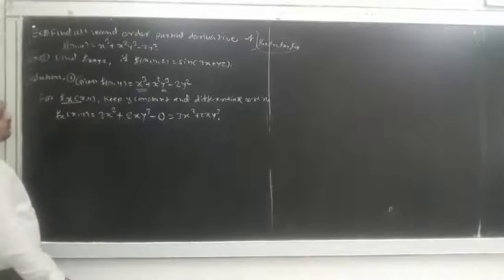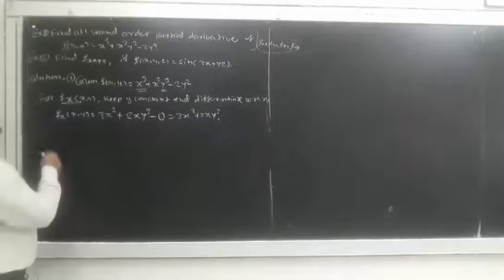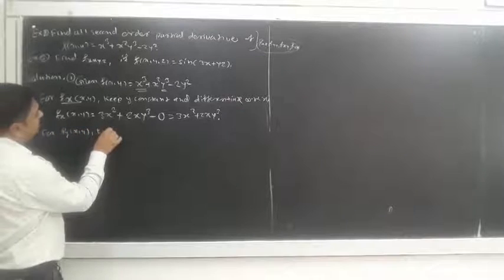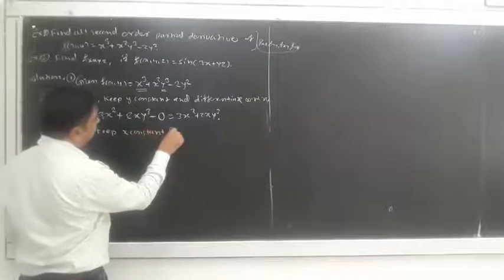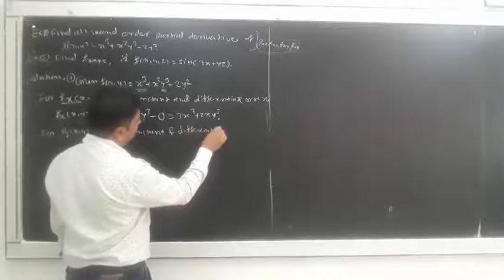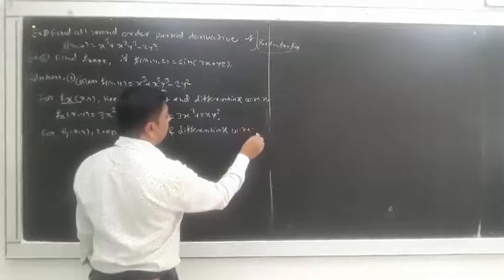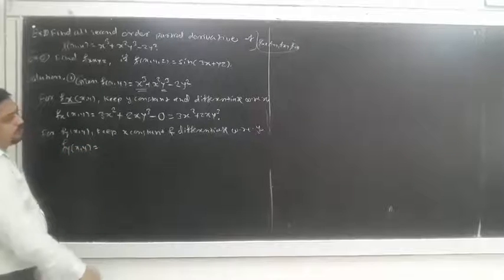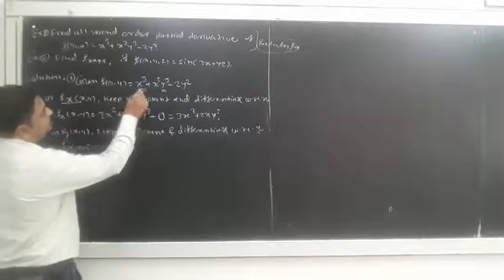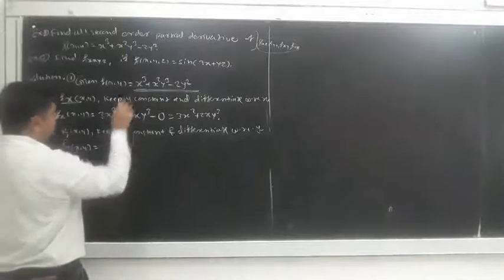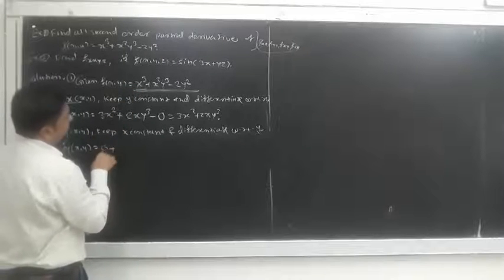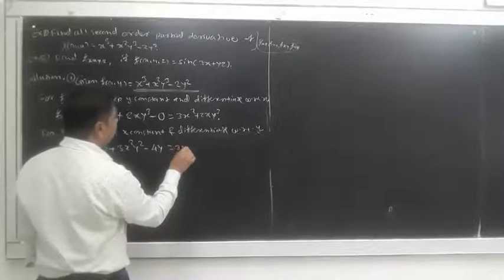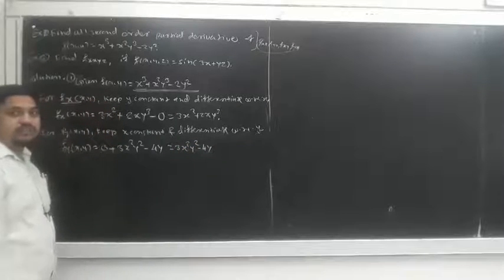Now next, we have to find fy. For fy(x, y), keep x constant and differentiate with respect to y. The derivative of x³ is 0 since x is constant. So fy = 3x²y² − 4y.